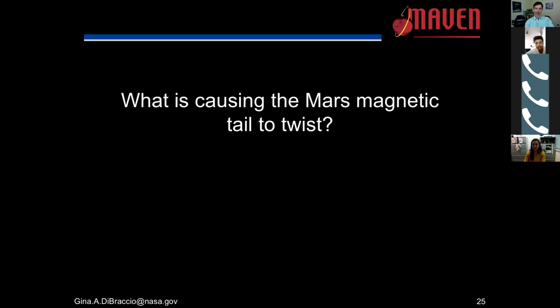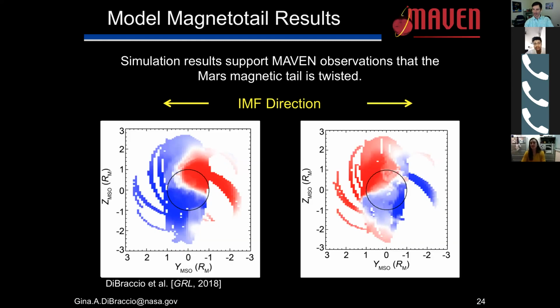Gina, so there's a couple of related questions, great, if I can interject. Absolutely. One is asking, does the twist change on the x-axis moving farther away from Mars? That's actually a great question. And then the second one is related to that. Does the twist change or flip because of the orbit of Mars around the sun, or is it just the changing IMF? Great. So the first question, does the twist change with the x-axis?